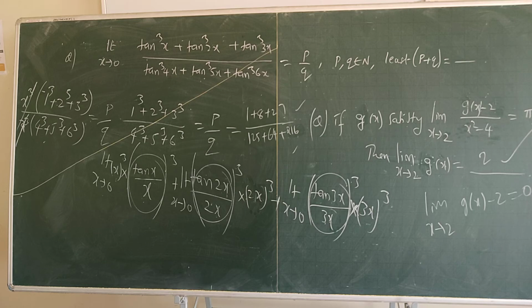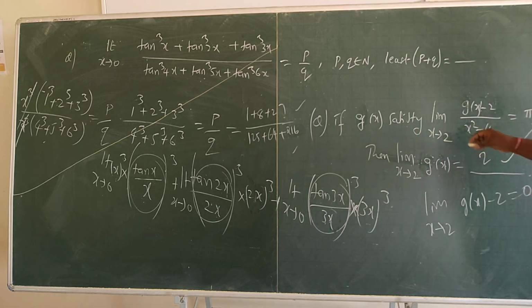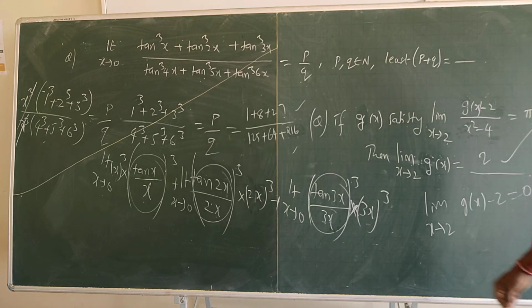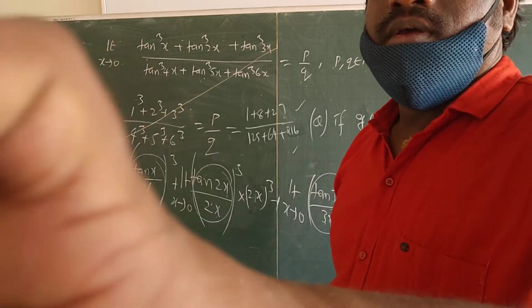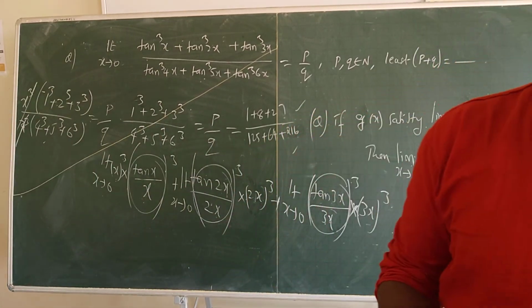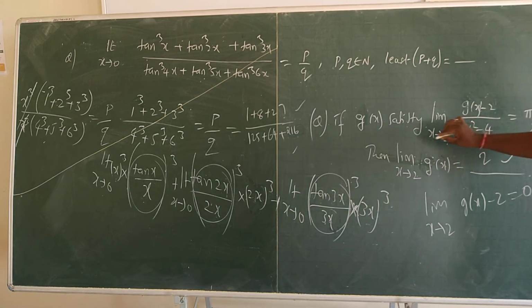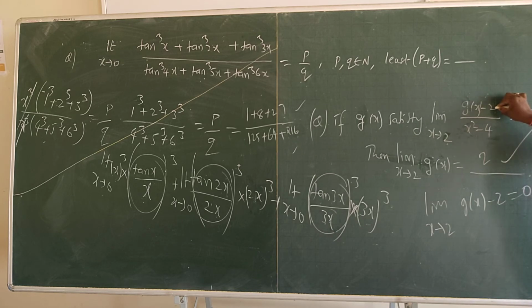Here my question is, if g of x is satisfying limit x tends to 2 of (g of x minus 2) by (x square minus 4) equal to 5, pi is given. See here, they have given g of x satisfying the limit equal to pi. It means the limit value you are getting is some constant value. It means the limit exists.